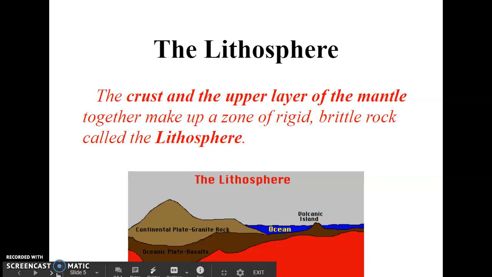Okay? So the lithosphere, again, is the crust and the upper layer of the mantle. They make a zone of rigid, brittle rock called the lithosphere. Notice that the oceanic plates are much thinner, and the continental plates are much thicker. That's important when we talk about plate movement.